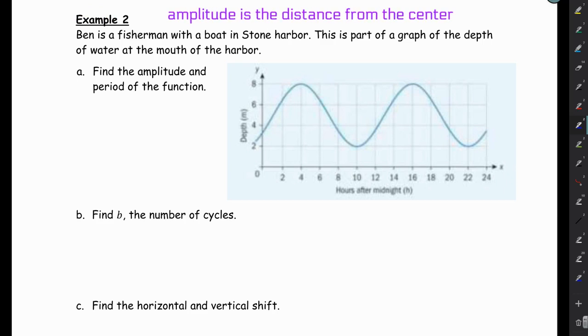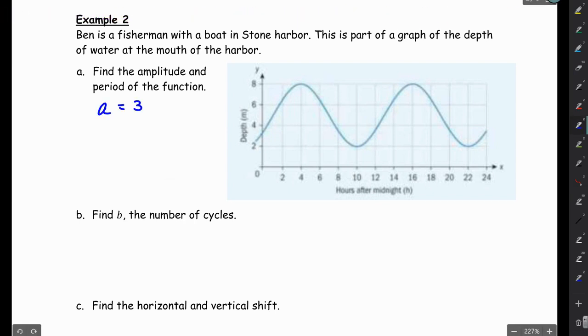Amplitude is the distance from the center. Well, the minimum of the graph happens at 2. The maximum happens at 8. 2 plus 8 is 10. 10 divided by 2 is 5. Our center is happening at a value of 5. From 5 to the maximum is 3, or from 5 to the minimum is 3. So we know that our amplitude is equal to 3. And I'm just going to make a little dashed line right at 5 so that I remember that my center is happening right at 5.